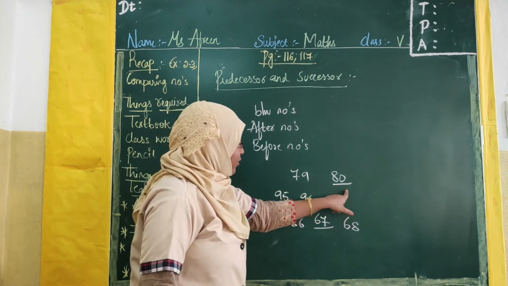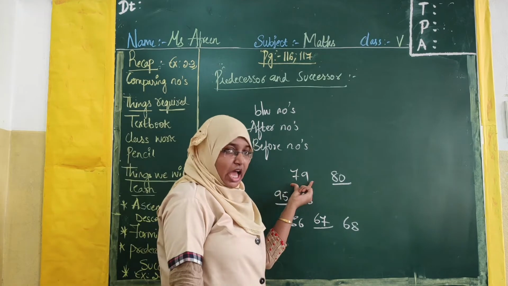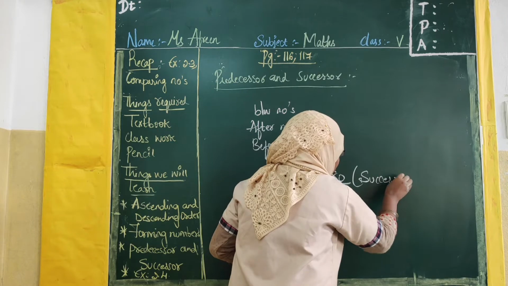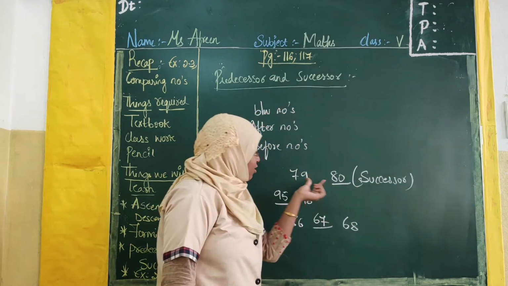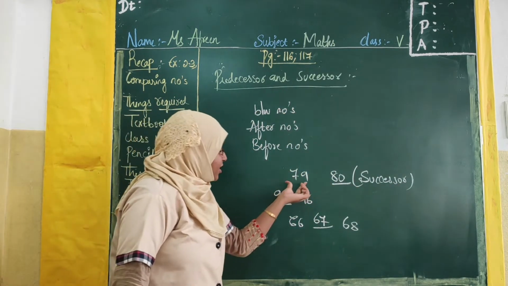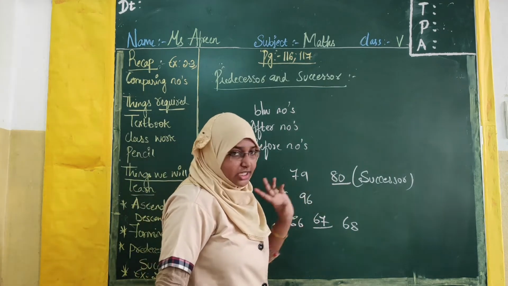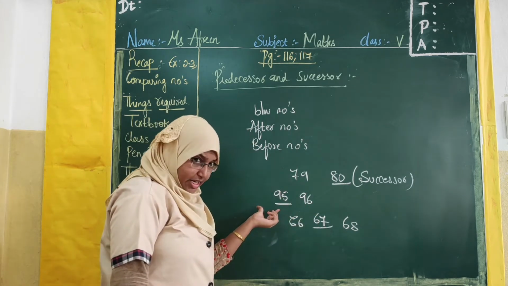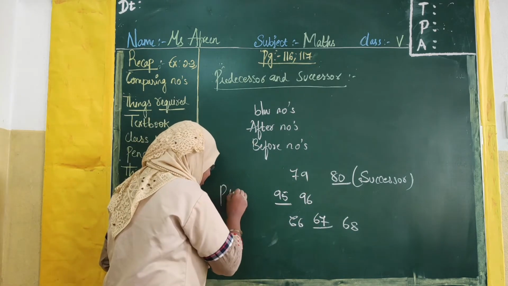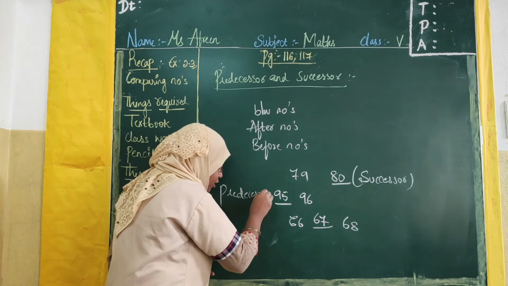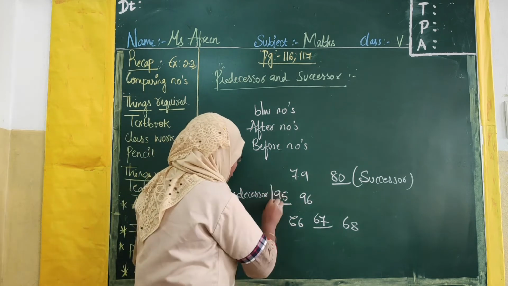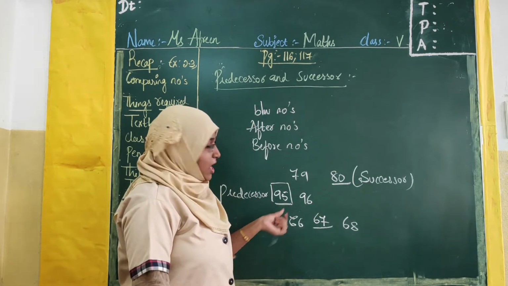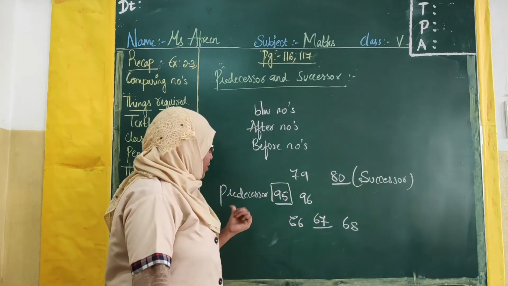What do we call this number? The number that comes after, you call it the successor. Here 80 is the successor of 79. Means after 79, we are getting the number 80. And before 96 we have 95. This you call the predecessor of 96. We have already learned what before and after numbers are. The after number you call the successor. The before number you call the predecessor.